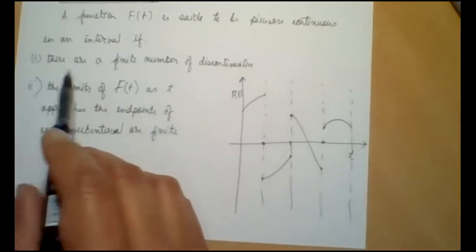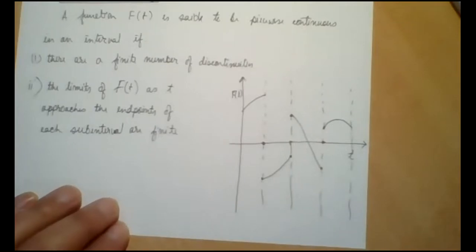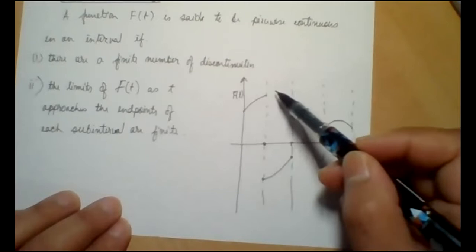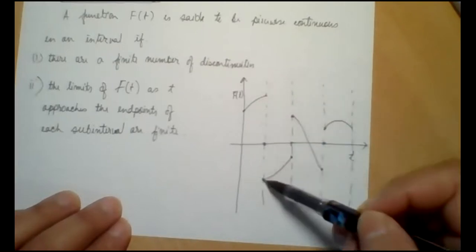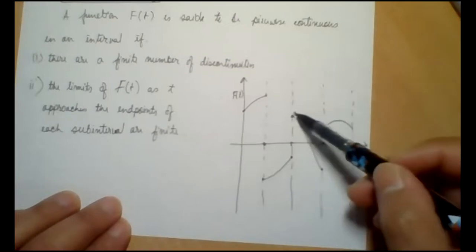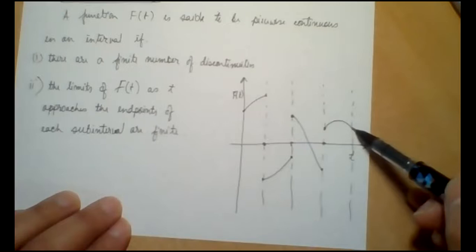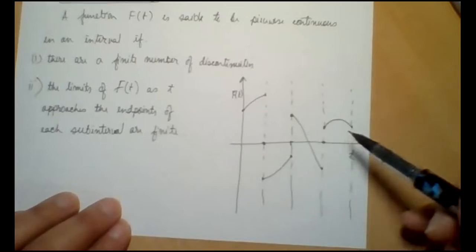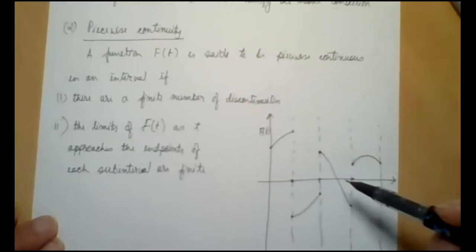So this is about condition number one. There are a finite number of discontinuities. Number two, at the endpoints of its subintervals, the value of this function should be finite. So this is a finite number, this is a finite number, and so on. So at the endpoints, the values of the function are also finite. That means this function is piecewise continuous.